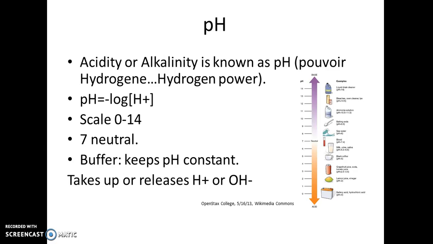Now, a buffer, and these are biologically important molecules, a buffer takes up or releases hydrogen ions or hydroxyl ions, and this is to maintain the pH of the environment, to maintain homeostasis. Right, so that's what buffers are there for. And we can talk about this more in class if you're confused. Just make a note of it, and then you can ask a question.